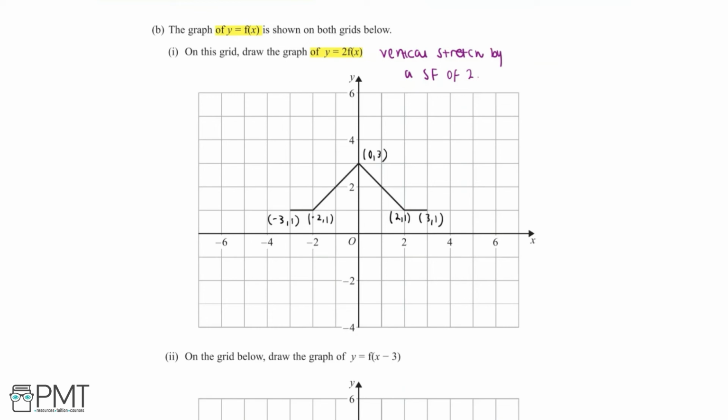So we'll start with minus 3, 1. We'll leave the x coordinate as minus 3, but then the y coordinate of 1 gets multiplied by 2. And so we can change this to minus 3, 2. We can do the same for the next point. Minus 2, 1, minus 2 stays the same, the y coordinate of 1 gets multiplied by 2, and so we have minus 2, 2.